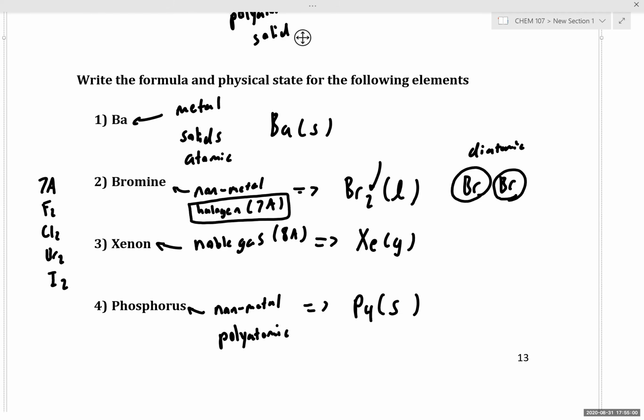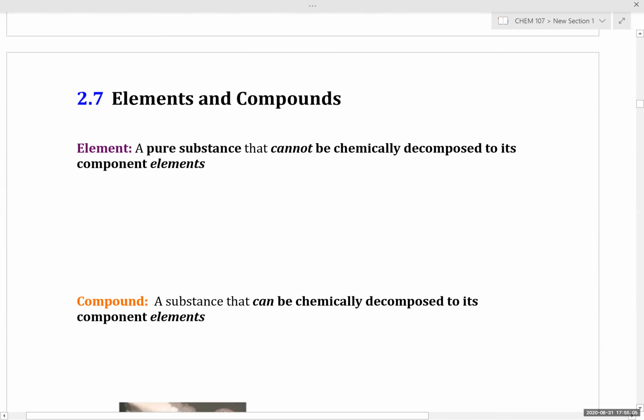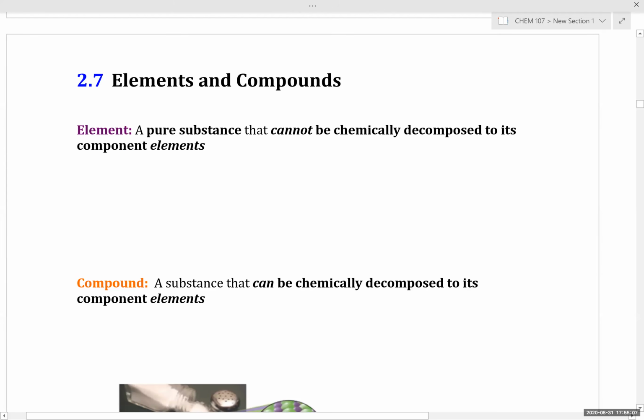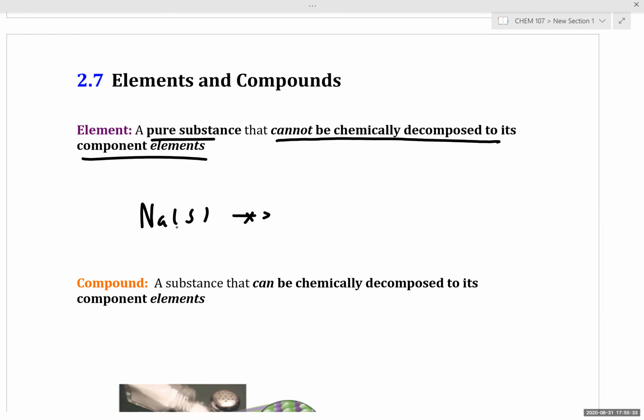So let's keep going now and let's look at elements and compounds. We've been talking a lot about elements, and an element is defined as a pure substance that cannot be chemically decomposed to its component elements. So you can't take an element and get out a simpler element. No matter how hard you try, if you take sodium, you're not going to get any element simpler than sodium. So sodium cannot be chemically decomposed into simpler elements.